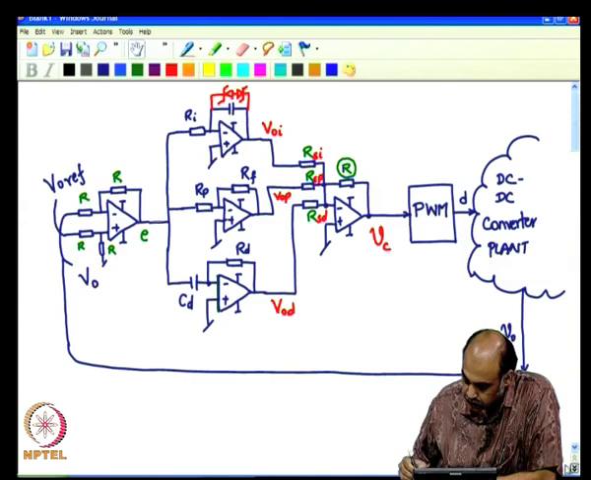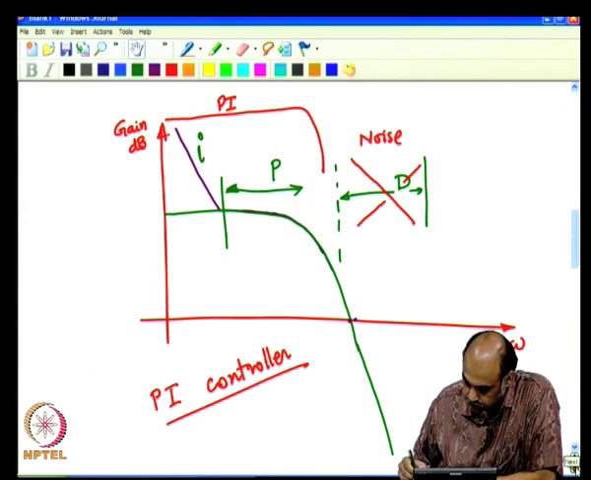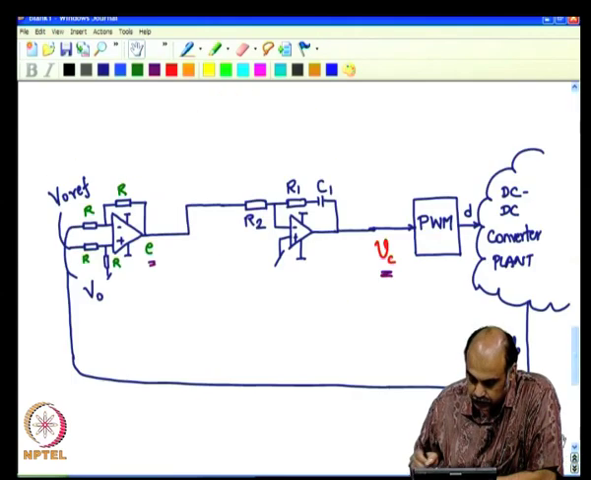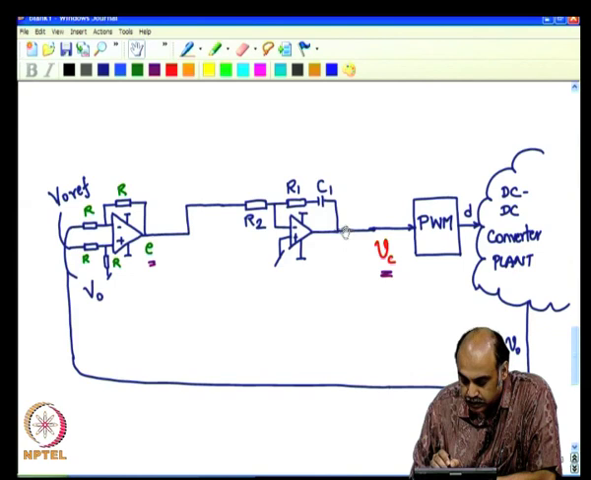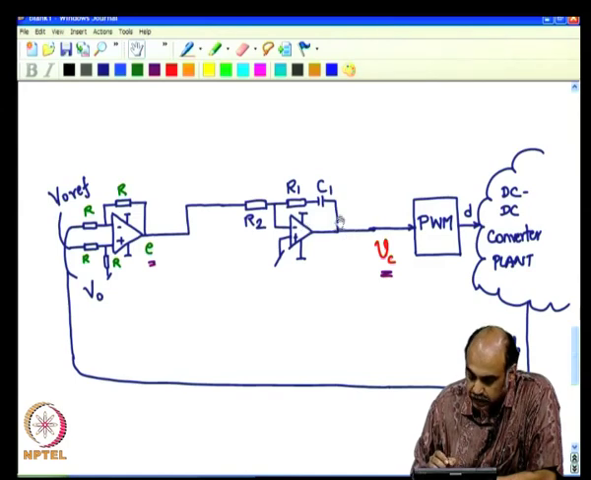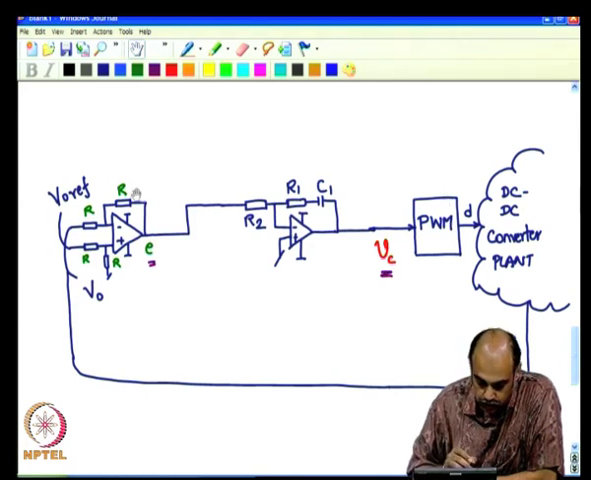Now, in the case of this single op amp, this is a single op amp which gives an inverted output. So, there is just an inversion here, which means this is going to be negative. So, you can introduce one more inversion anywhere, either within this block or here.